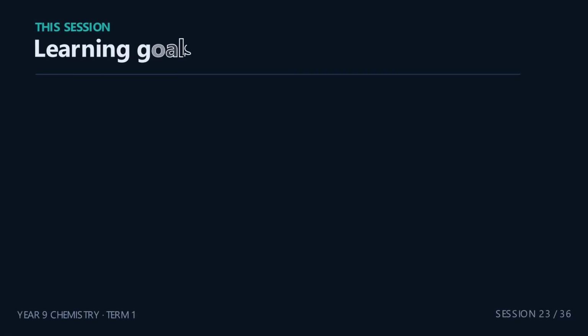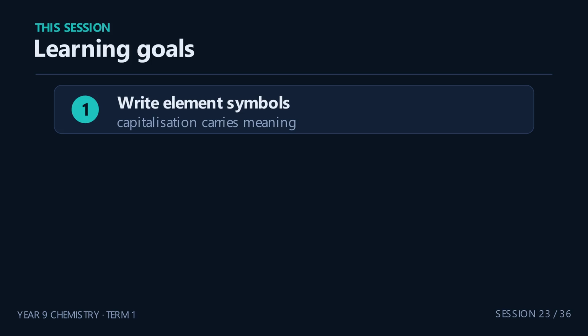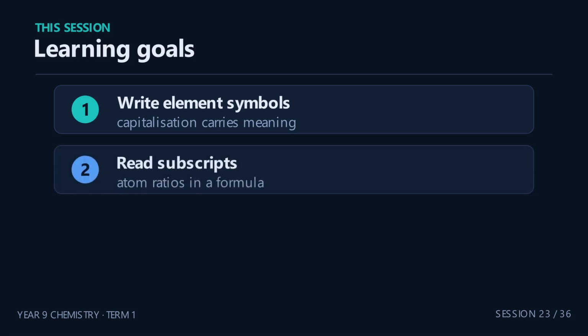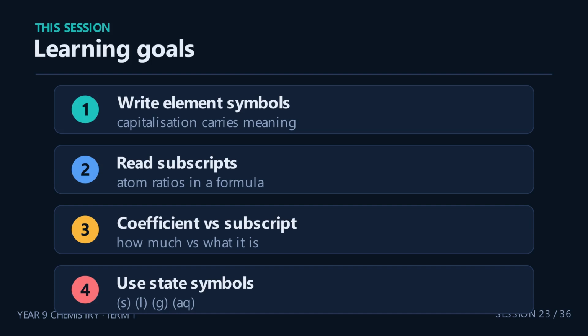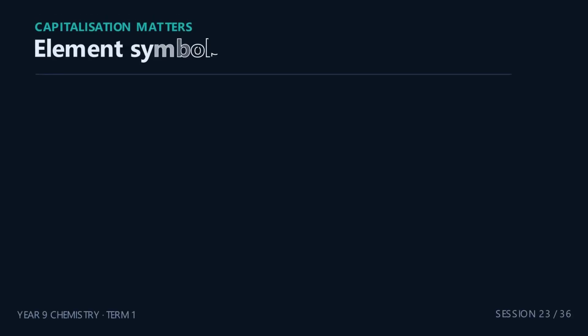Four goals today. First, write element symbols with the correct capitalization, because in chemistry, a capital letter really matters. Second, interpret the subscripts in a formula. Third, tell the difference between a coefficient and a subscript, which trips up so many students. And fourth, use the state symbols: solid, liquid, gas, and aqueous. Small details, big rewards. Let's start with element symbols.